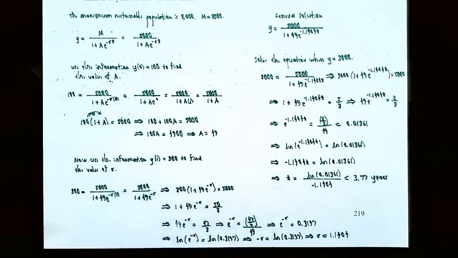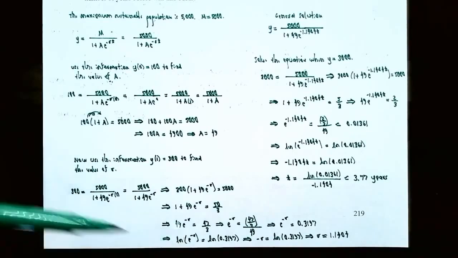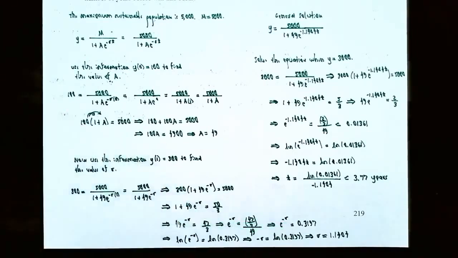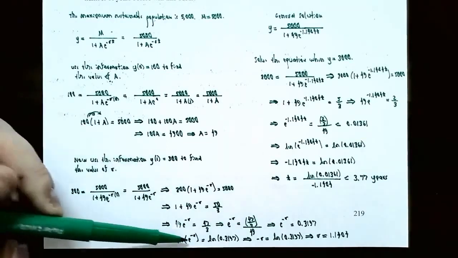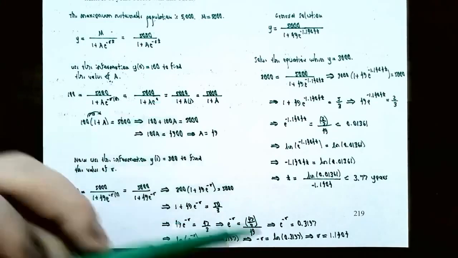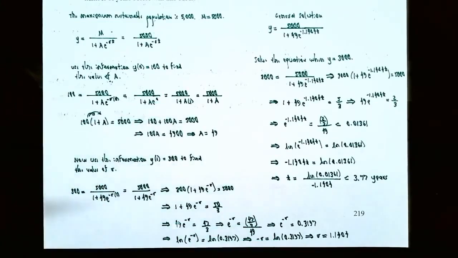We want to use natural logarithm again to help us cancel out the base e. So natural log of e to the negative r power will be natural log of the right-hand side of the equation, natural log of 0.3197. And so natural log and e are inverses of each other. You'll just be left with negative r is equal to natural log of 0.3197. And then divide both sides of the equation by negative 1, and you'll come up with r is about 1.1404.